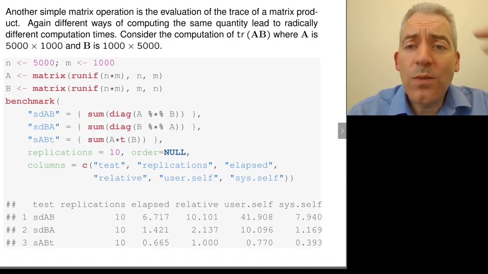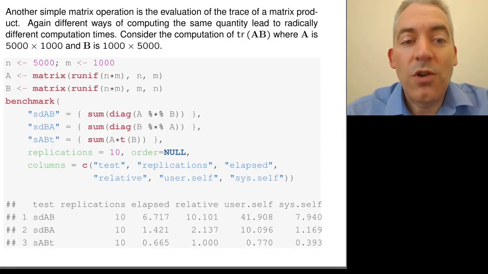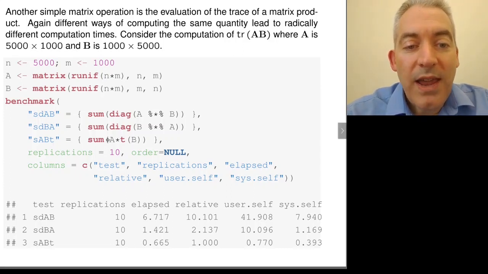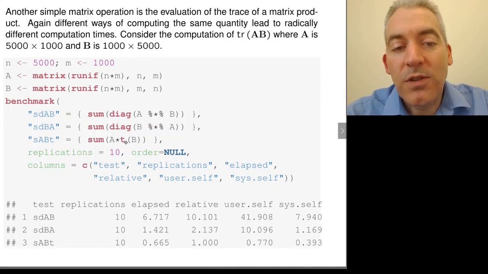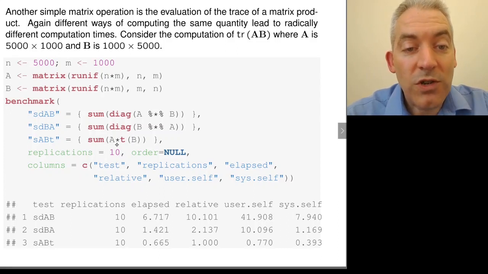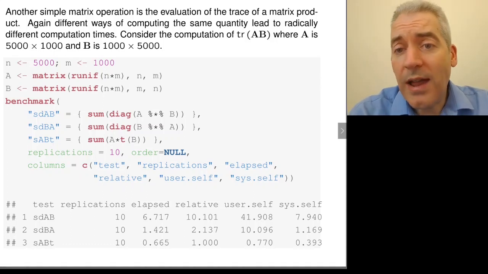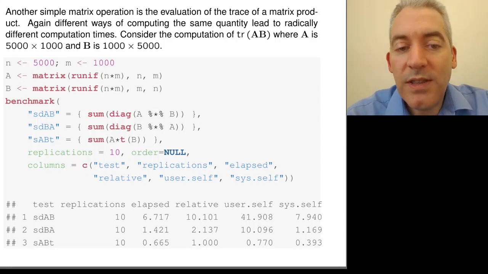In fact, there's an even better way to do it, which is not to involve creating those products at all. It's just to take our matrix A and do element-wise multiplication by the transpose of B, and then sum all of the elements of that resulting matrix. We'll see why that works in a second, but just trust me for now that these three different ways of computing the trace are all correct. They all give the right answer, but they are not all of the same efficiency. They don't all involve the same number of flops.